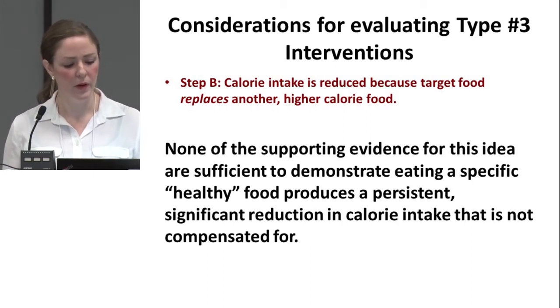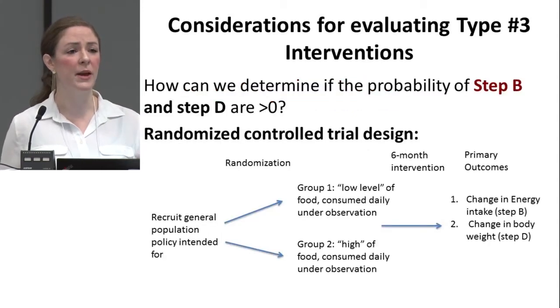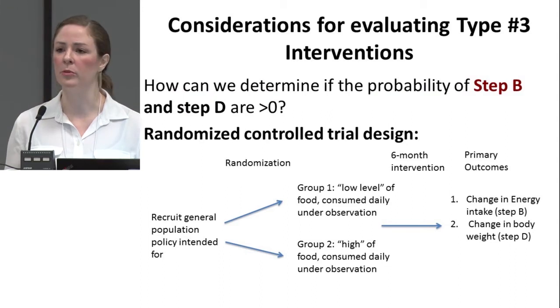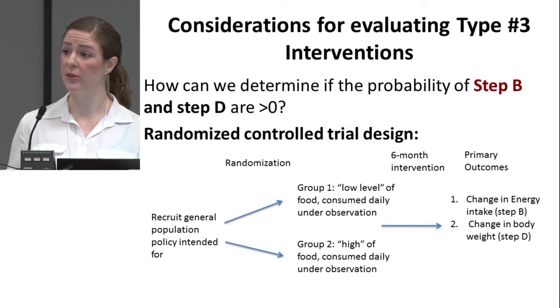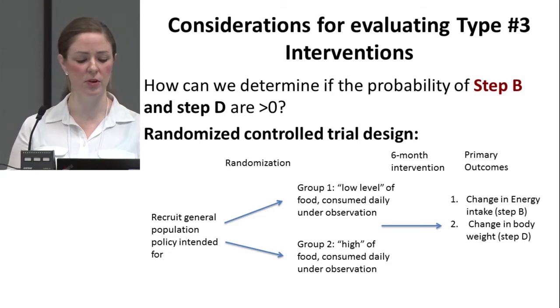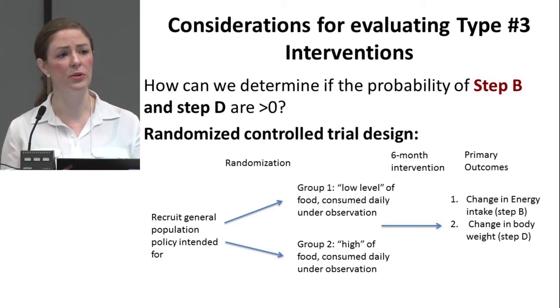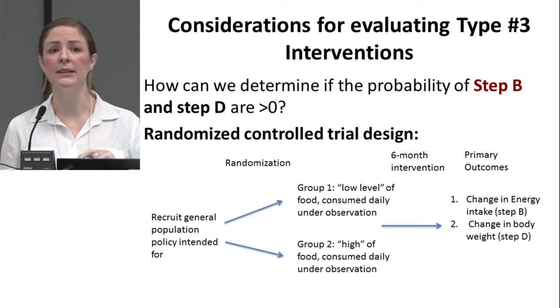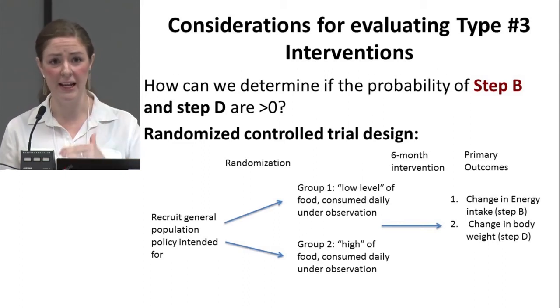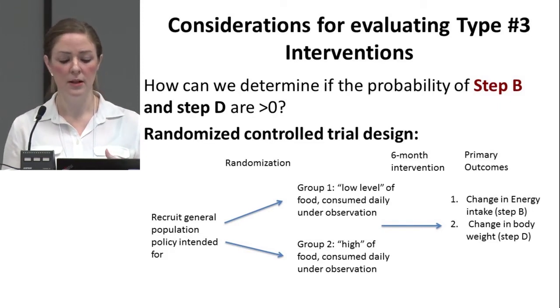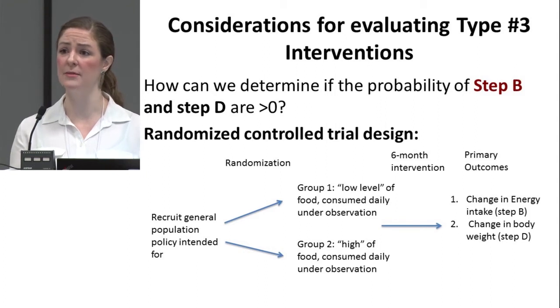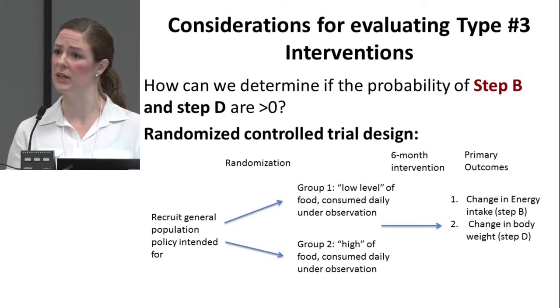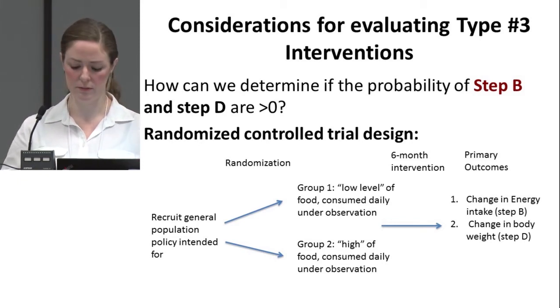So in a recent publication, I described how we would actually be able to prove that one food, a healthy food, replaces another such that caloric intake is reduced. So really, I think we need to do these studies where we recruit the general population the policy is intended for, actually manipulate the level of the food we're interested in, the intake level, in a way that's controlled, objectively verified, and carefully done. Let them have that manipulation for enough time to see a body weight change, and then actually measure the change in energy intake as a result of eating this food, or the change in body weight.